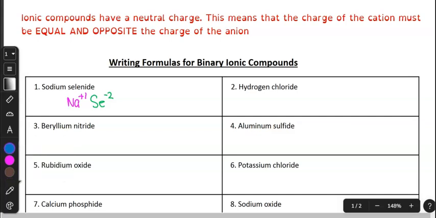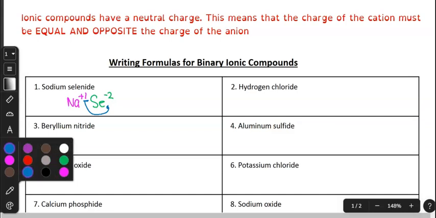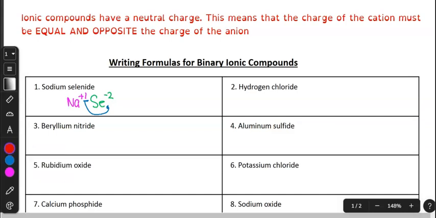So in order to figure out what the subscripts are, you're going to take the 1 from the sodium and bring it down to selenium. And you are going to take the 2 from selenium and rewrite it here at the bottom of sodium. So what you get in the end is Na with a subscript of 2.